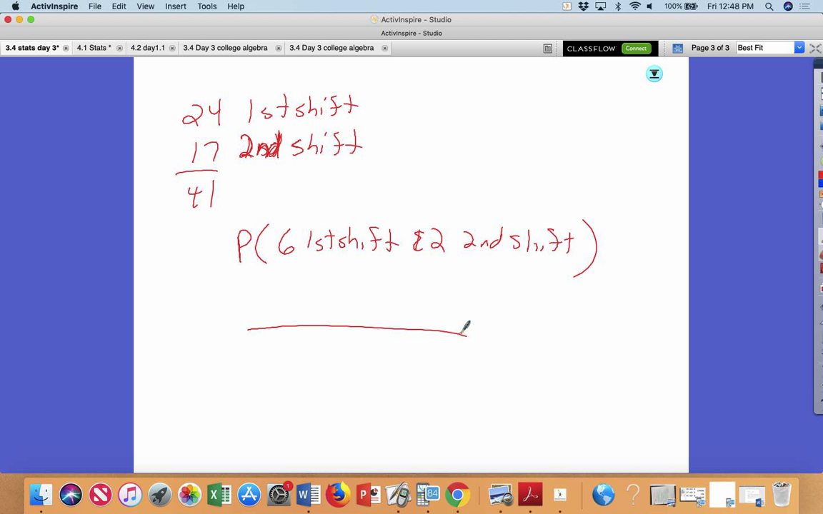So again, it's not that much different from what we've had. You have 41 workers to choose from. You're choosing 8, so there's a total. That's our total number of ways that we could choose this set to be interviewed. 8, not 6, sorry, 8. Okay, and so we're choosing from the first shift, 24 choose 6, times 17 choose 2.